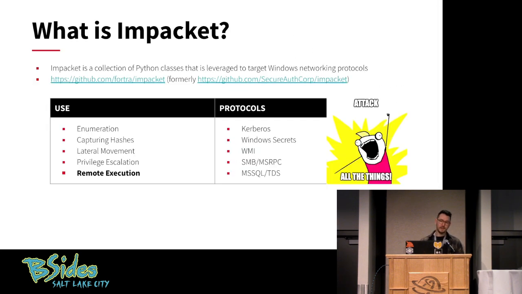Cool. What is Impacket? Impacket is basically just a collection of Python classes that are used to target Windows networking protocols. The project used to belong to SecureAuth, but I guess earlier this week, Fortra announced that they're undertaking the project going forward. Fortra is formerly known as Help Systems. They have everybody's favorite adversary emulation tool called Cobalt Strike. Maybe they'll call it Cobalt Impact or something like that, who knows.